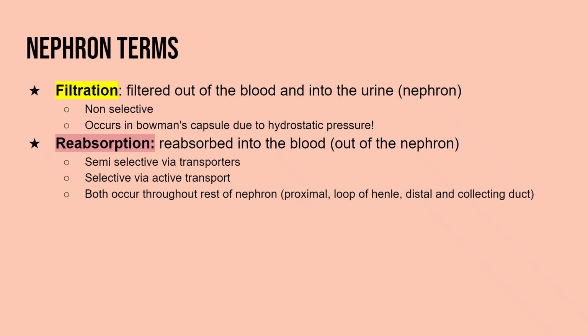Reabsorption, on the other hand, refers to taking the stuff back from the filtrate in the nephron back into the blood. So you're not going to lose it. It's being reabsorbed back into the body by re-entering the blood. This can either be semi-selective through transporters or selective and happen through active transport using energy. And reabsorption occurs through the rest of the nephron. So it's in the proximal tubule, the loop of Henle, the distal tubule, and the collecting duct.